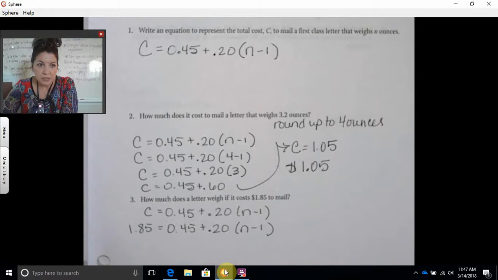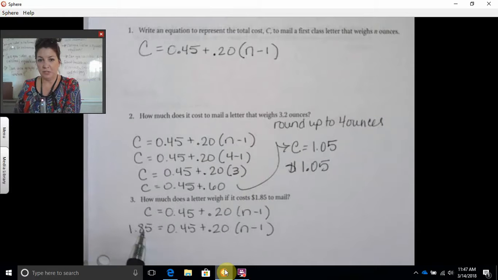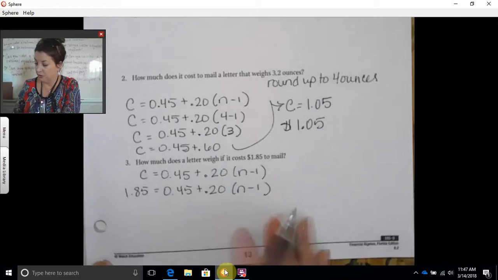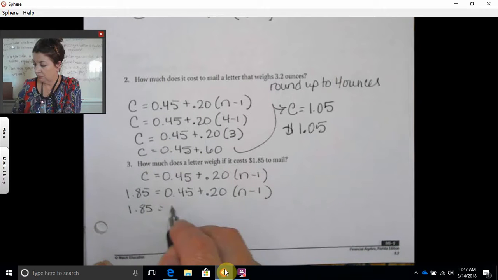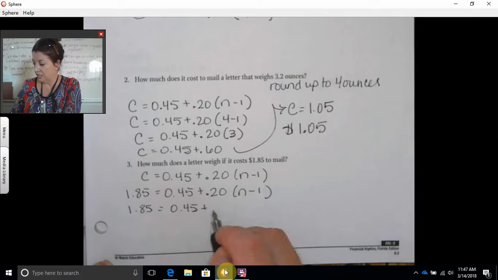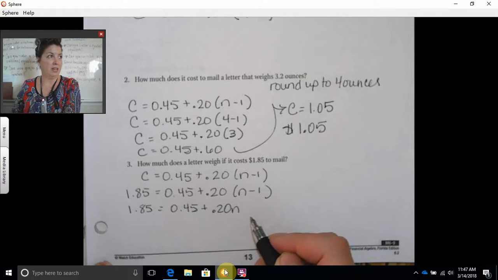Now I could do this a couple different ways. Me personally, I would, like the book, go ahead and subtract 45 cents from both sides. I'm not going to do that. I'm going to go ahead and get rid of my parentheses by distributing. So 20 cents times n is 0.20 n, or you could say 0.2 n, same thing.